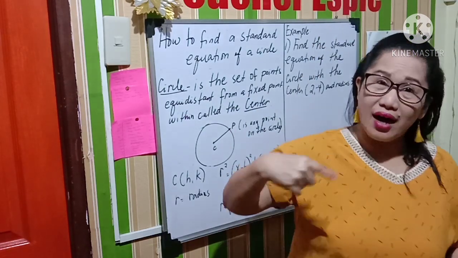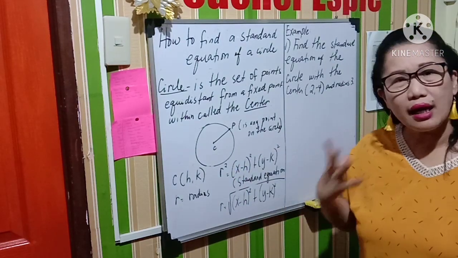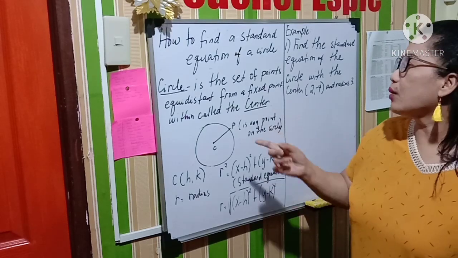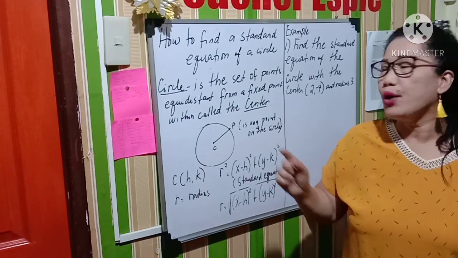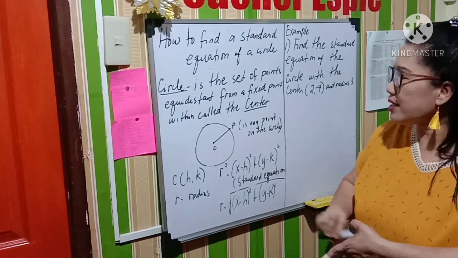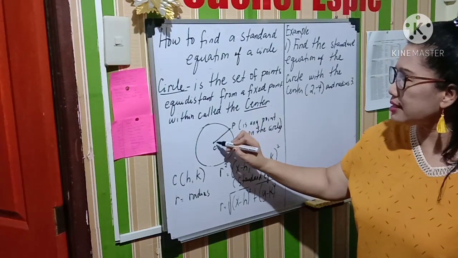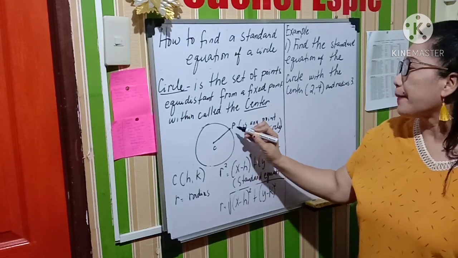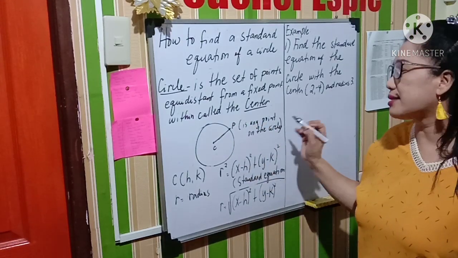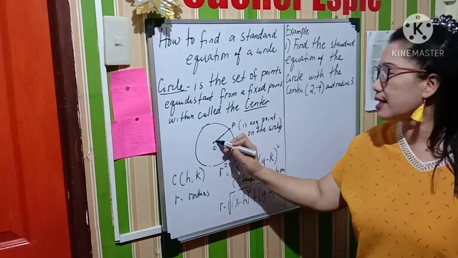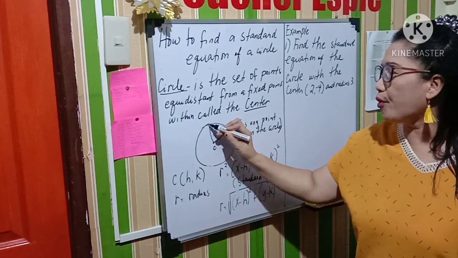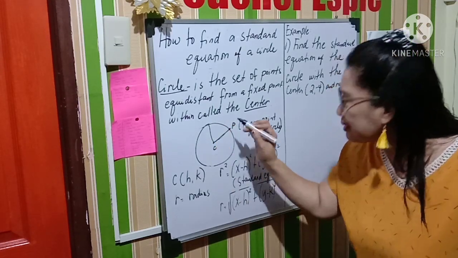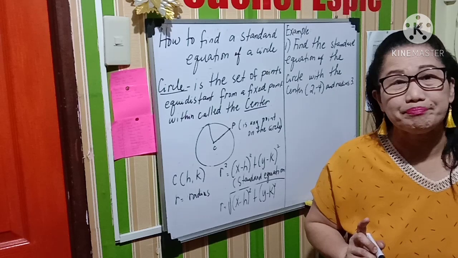We know that it's a round, right? But when we are talking about a circle, it is the set of points equidistant from a fixed point within called the center. So this is a circle and this is the center, and after that ito po yung point. It means to say P is any point on the circle. Ibig sabihin, from this center, if you are going to get the point, pwede rin po dito. Basta lahat po dito sa loob, sa gilid ng circle, may point po yon.